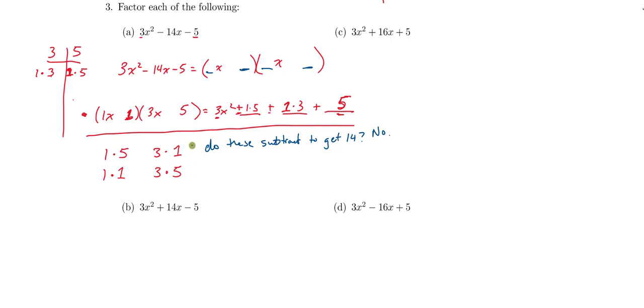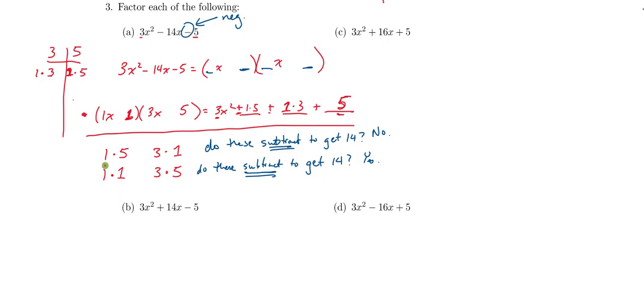Okay, so now I'll ask the question, do these subtract to get 14? And as a reminder, we're asking do these subtract in both these cases because this sign was negative. We're checking to see if these subtract because that sign was negative. We'll deal with another case in the next problem. And here the answer is yes. If I do 1 times 1 and 3 times 5, it's possible to subtract one from the other to get the correct middle term, 14.